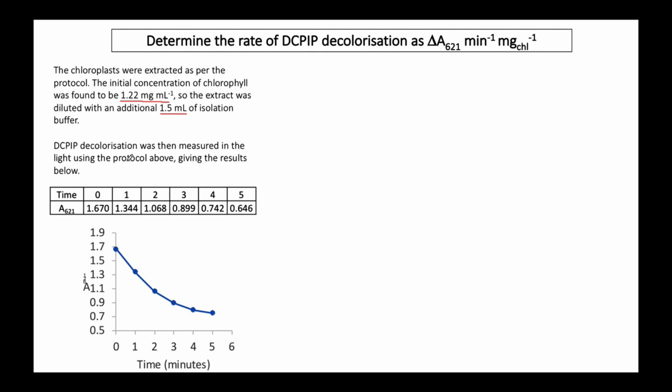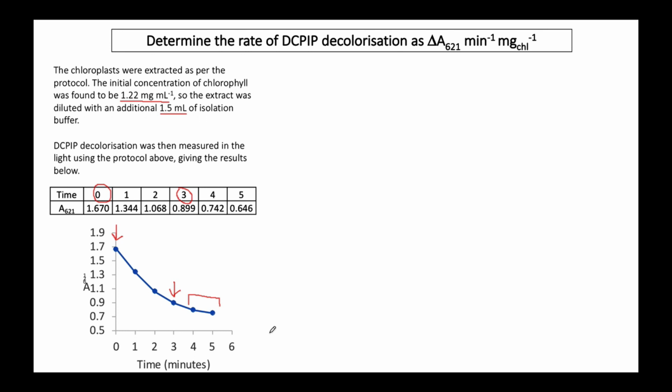We've then got DCPIP decolorization in the light, so we've got time against absorbance. If we draw out the graph of that, it looks something like this. As we discussed before, we want to take the rates where we're looking at where the majority of the reaction is happening. In this case, I'm going to take it between T0 and probably T3 would be a good point. Most of the reaction has happened by T3. This part of the graph here is starting to saturate off.